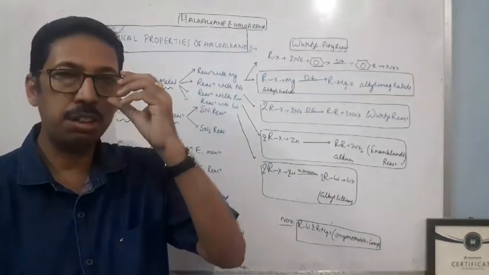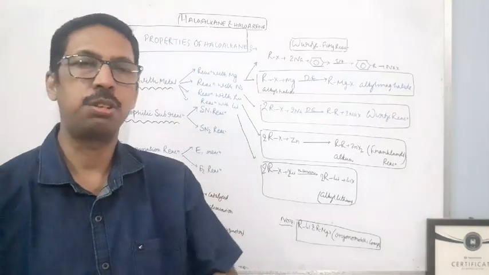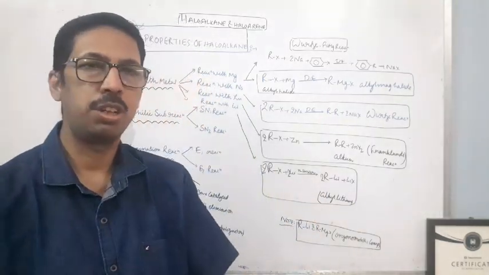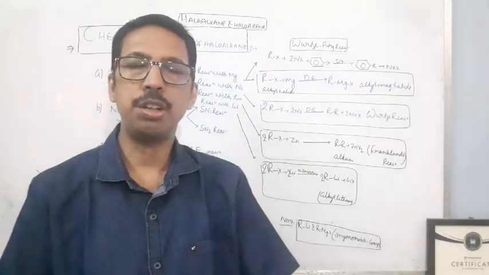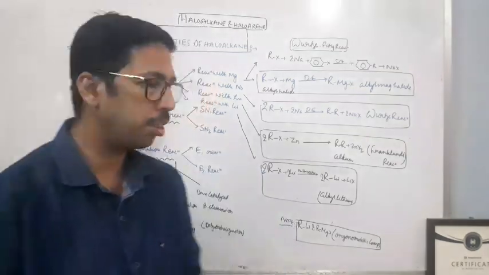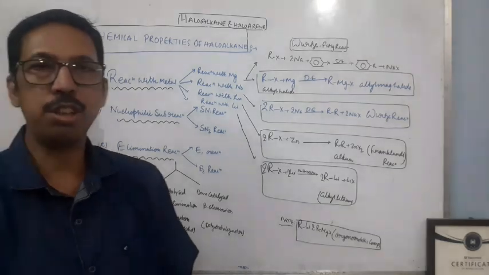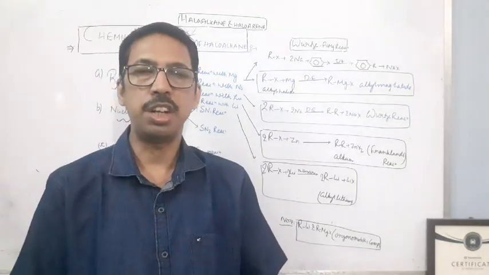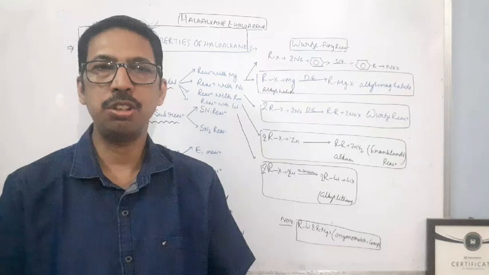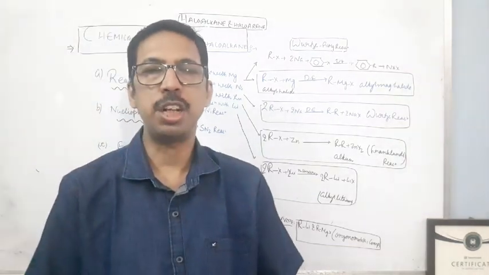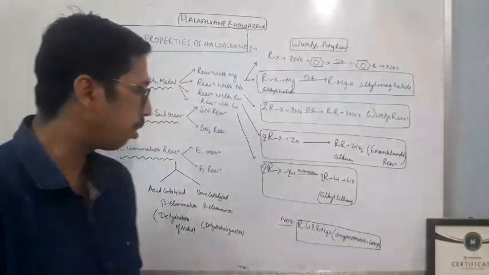The second, beta elimination reaction which takes place in presence of base, is said to be base catalyzed beta elimination reaction, and the example is dehydrohalogenation reaction. Dehydrohalogenation reaction means the removal of hydrogen and halogen will take place during this reaction.